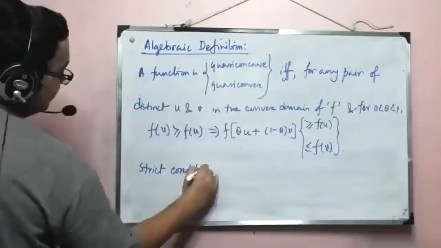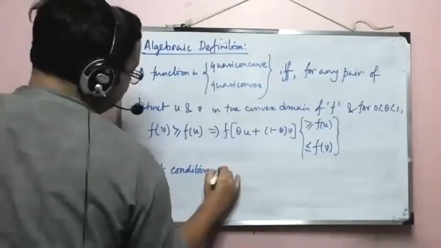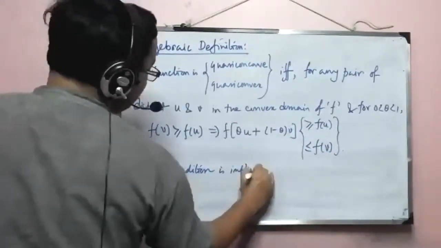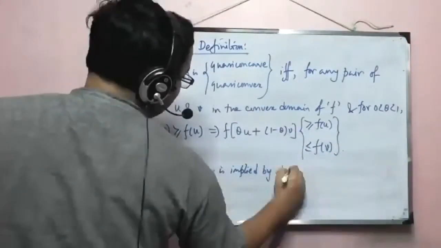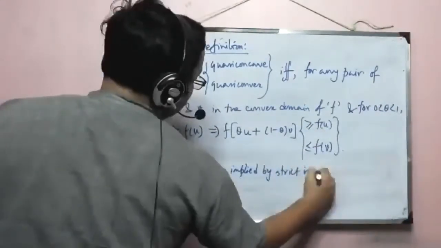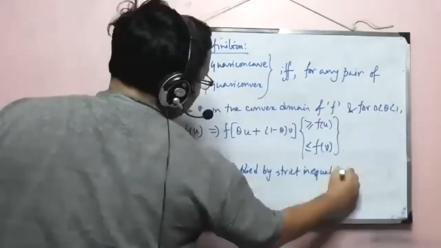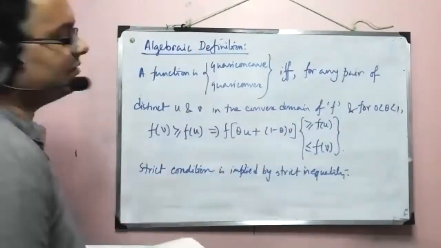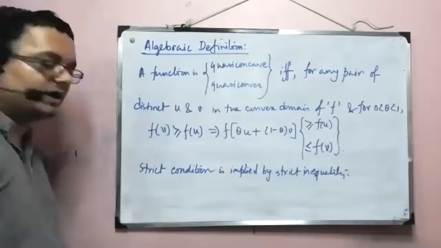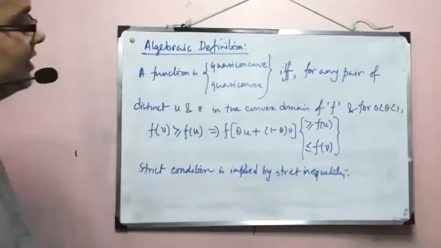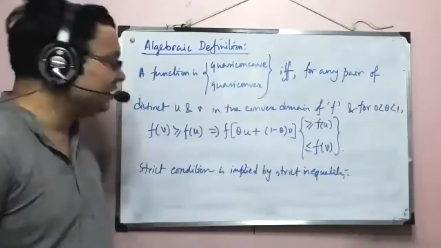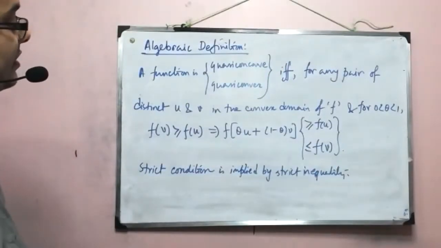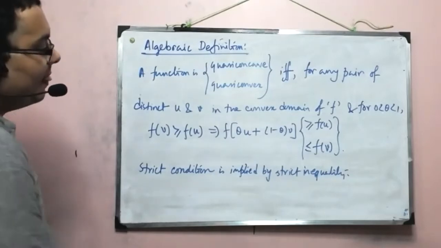And the simple thing is that the strict condition is implied by strict inequality. So as long as these inequalities are weak, we are talking about quasi-concave and quasi-convex in a weaker scenario. And if I remove these equality signs, then they become strict quasi-concave or strict quasi-convex. So what are the conditions again?